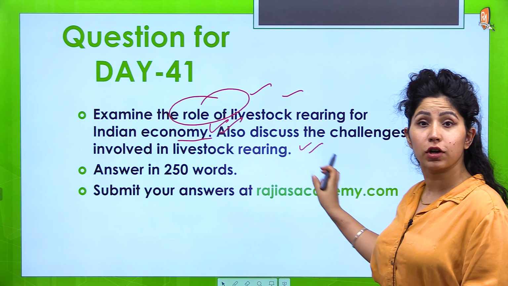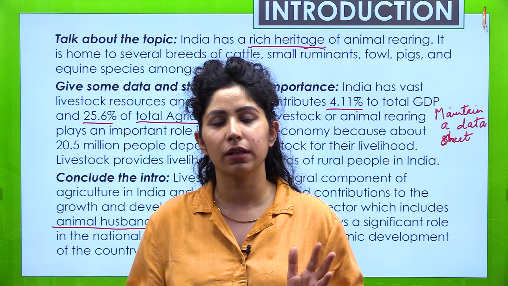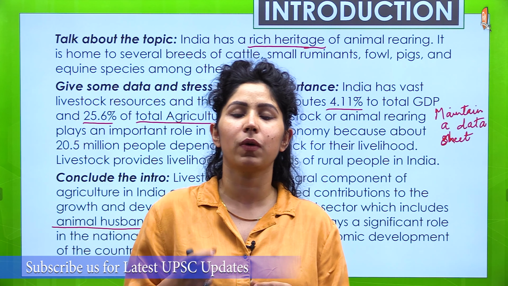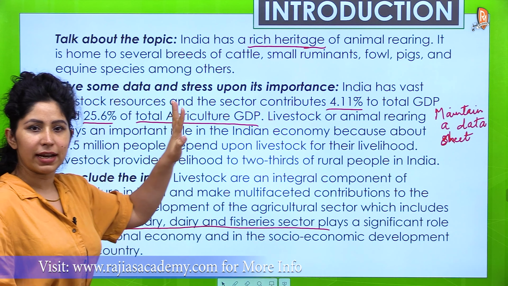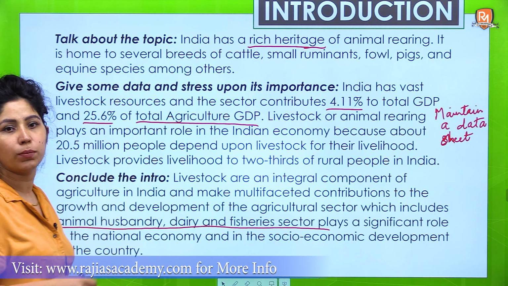I'll explain the introduction part in much detail today. See, in the introduction, don't start writing about the topic in one go. If a question asks you something directly, don't give the answer in the first line; you have to tell the examiner a little about the topic. For example, in the first two lines, you can write that India has a rich heritage of animal rearing. It is home to several breeds of cattle, small ruminants, fowl, pigs and equine species among others. So here you've given an introduction about the topic.